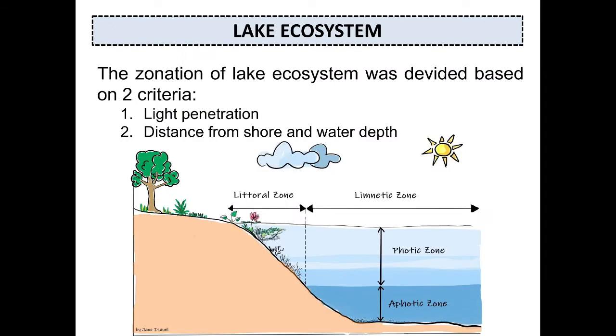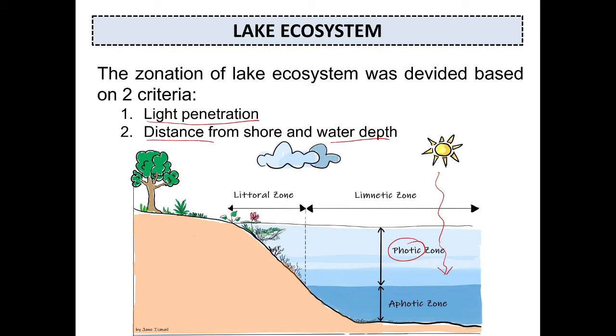The lake ecosystem is divided into zones, and the division of the zonation is based on two criteria: the light penetration, and the distance from shore and water depth. As you can see here, the light penetration divides the lake into an area that receives light and an area that does not receive light. The area that does not receive light is called aphotic.